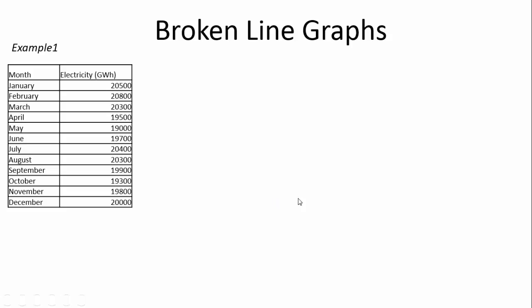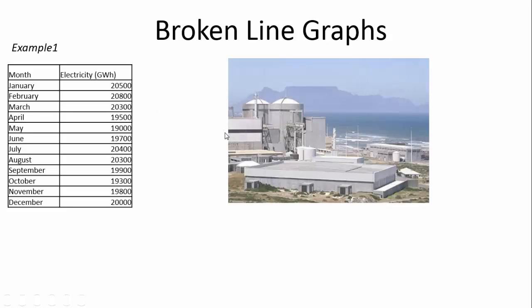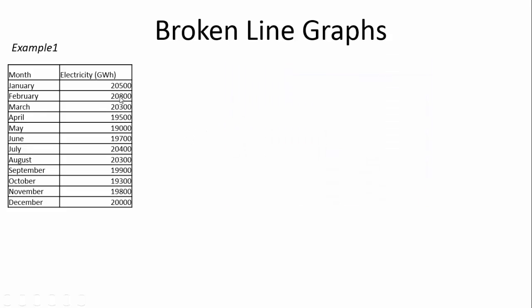Let's take South Africa's monthly gigawatt hours electricity production. Right, so in January, South Africa requires 20,500 gigawatt hours, right? Just to let you understand how much that is, that's the equivalent of about 15 Koeberg nuclear power stations, just for your interest. February, it goes 20,800, March 20,300, and we go through the list here.